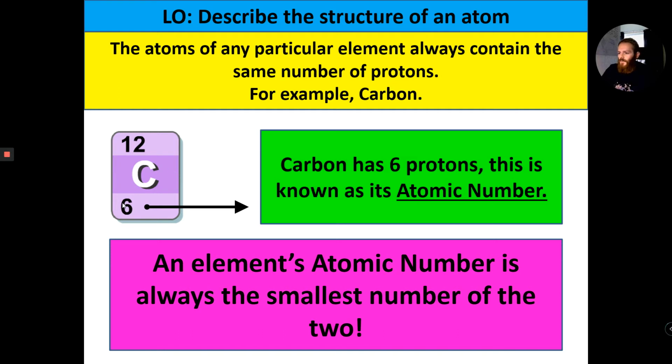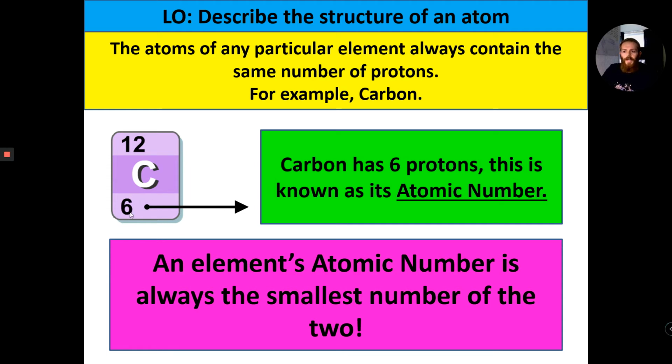So you can see here, this number at the bottom, 6, is its atomic number. So what does that actually mean? An element's atomic number is always the smallest number of the two. So here at the top, it said atoms of any particular element always contain the same number of protons.